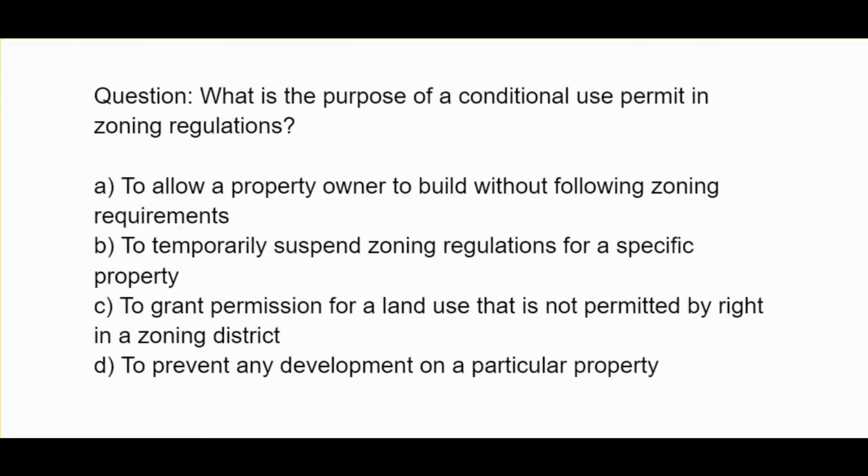What is the purpose of a conditional use permit in zoning regulations? A, to allow a property owner to build without following zoning requirements. B, to temporarily suspend zoning regulations for a specific property. C, to grant permission for a land use that is not permitted by right in a zoning district. D, to prevent any development on a particular property.